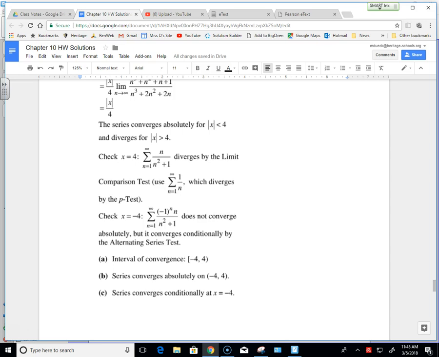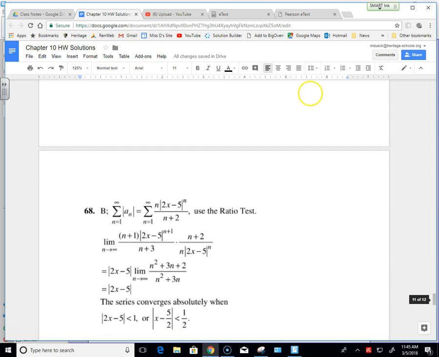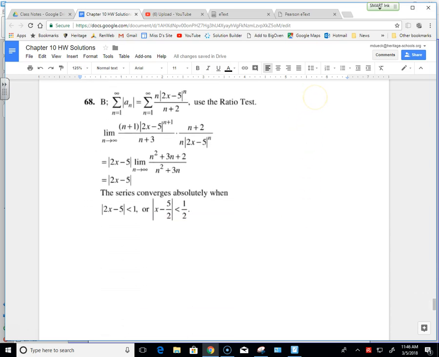But guys, if the AP asks interval of convergence, they're not asking conditional versus absolute, unless the question literally says absolute versus conditional. But otherwise, interval of convergence, it would just be closed at -4, open at 4. 68, B.